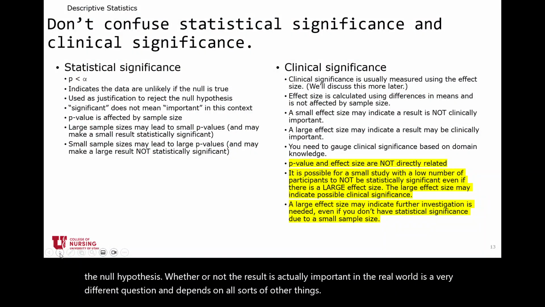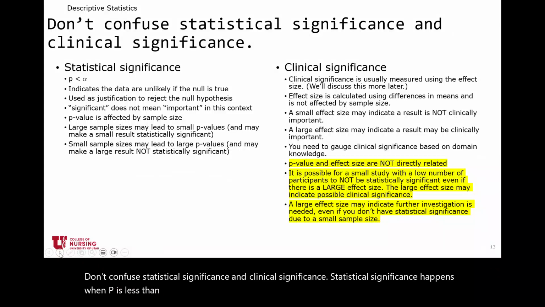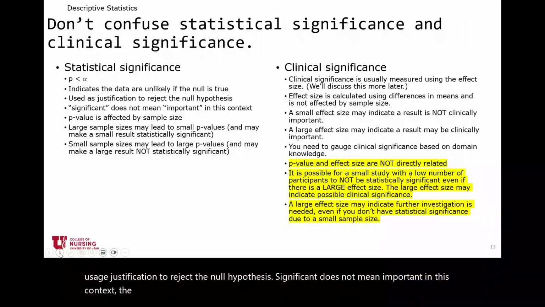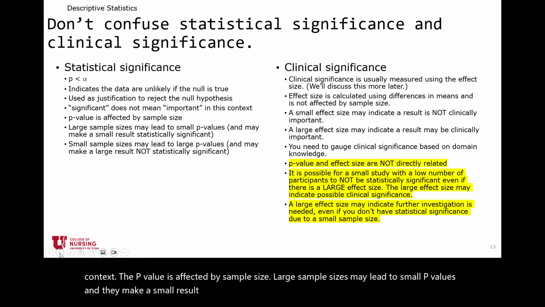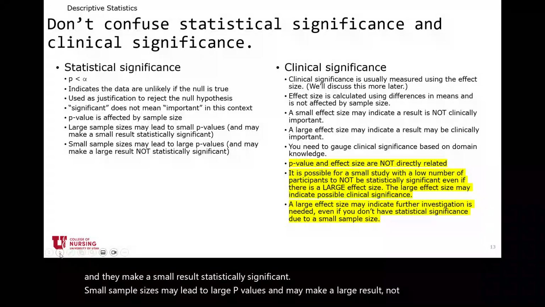Don't confuse statistical significance and clinical significance. Statistical significance happens when p is less than alpha. It indicates the data are unlikely if the null is true. It's used as justification to reject the null hypothesis. Significant does not mean important in this context. The p-value is affected by sample size. Large sample sizes may lead to small p-values and may make a small result statistically significant. Small sample sizes may lead to large p-values and may make a large result not statistically significant.